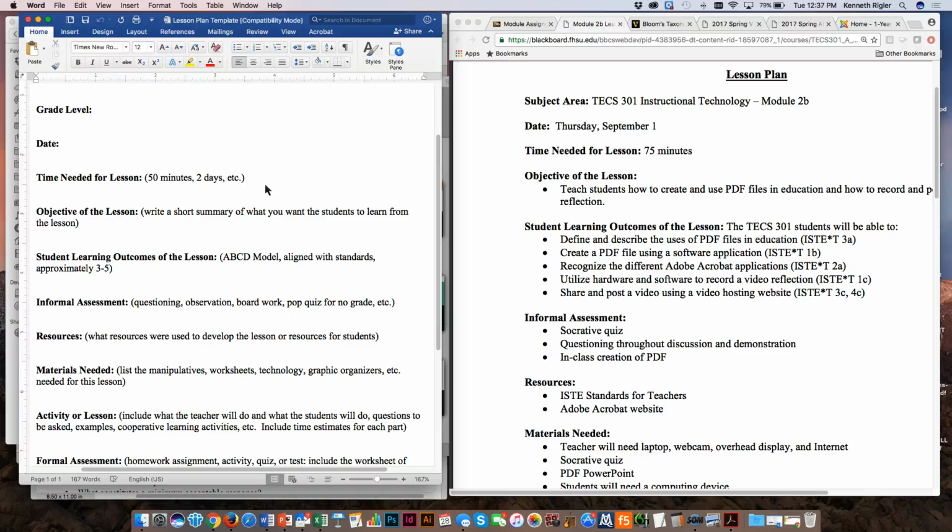When you think about teaching something, do you want a 45-minute PowerPoint? No. Do you enjoy sitting through a 45-minute PowerPoint? No, and neither do your students. So you might have a 15-minute PowerPoint. And then what are the other things that you're going to do as part of this lesson to help teach your students these things?